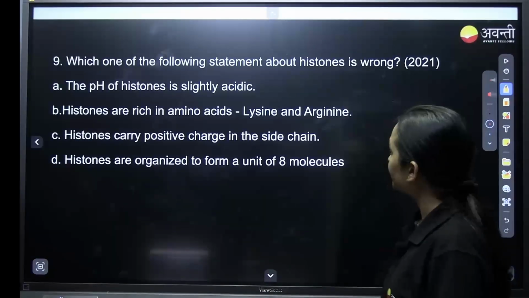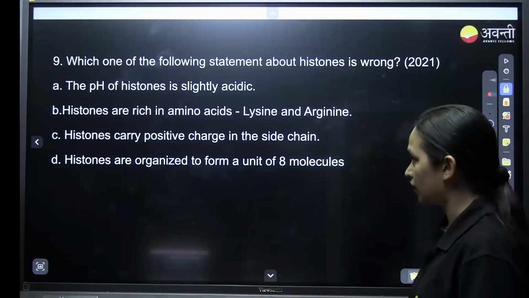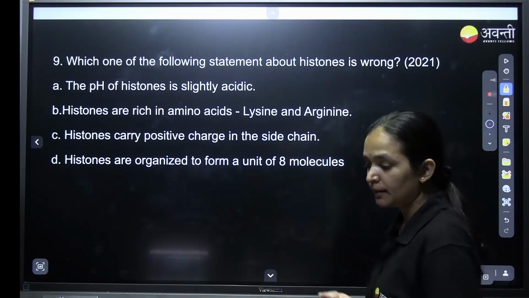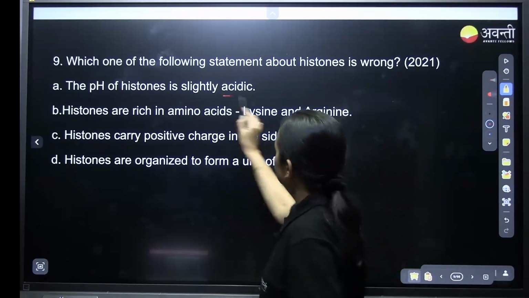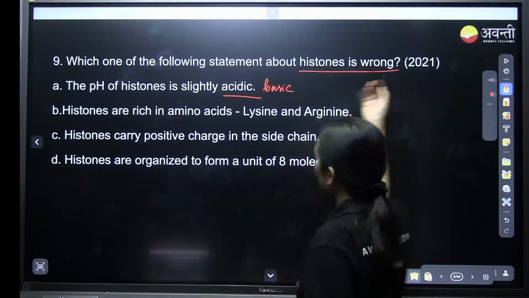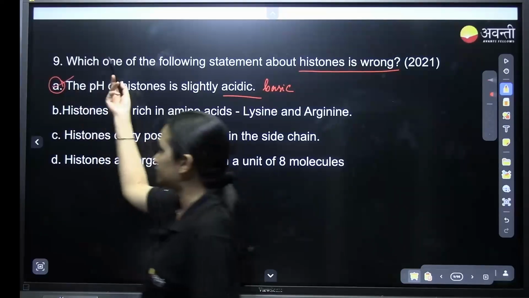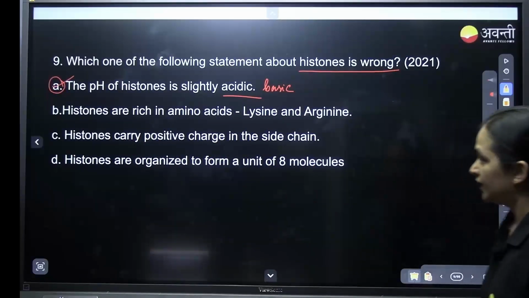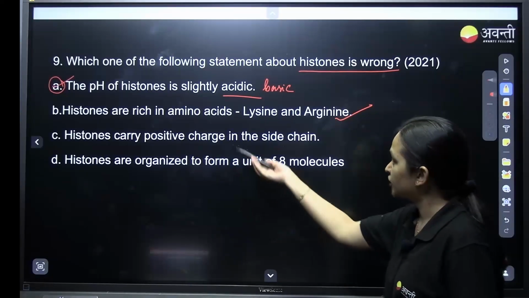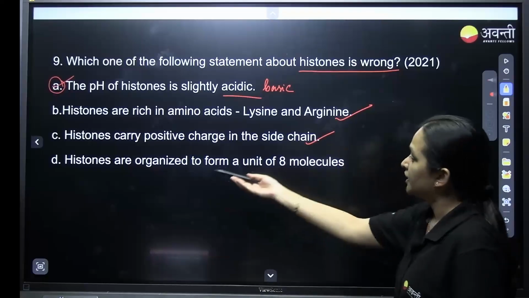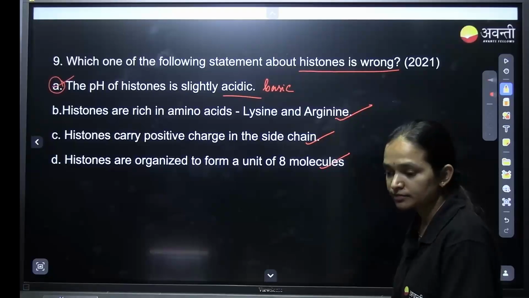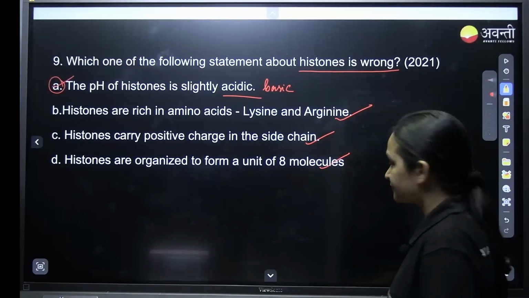Which one of the following statements about histones is wrong? The pH of histone is slightly acidic. Histones are basic. Yes, they are basic. So we need to find the wrong one. We got it, A is the wrong option. Histones are rich in the amino acids lysine and arginine. Yes, basic amino acids. Histones carry positive charge in the side chain. Yes, they do. Histones are organized to form a unit of 8 molecules. Yes, octamer, histone octamer, 8.